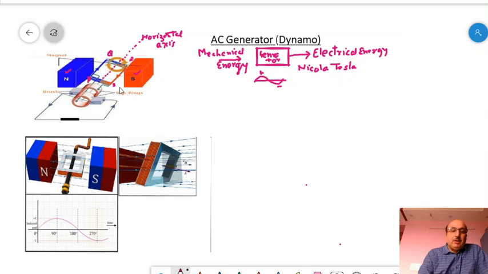The third part of this generator is the slip ring. These slip rings are R1 and R2. They are metallic cylinders which can rotate around the same axis as the armature, and the ends of the armature are connected to them.